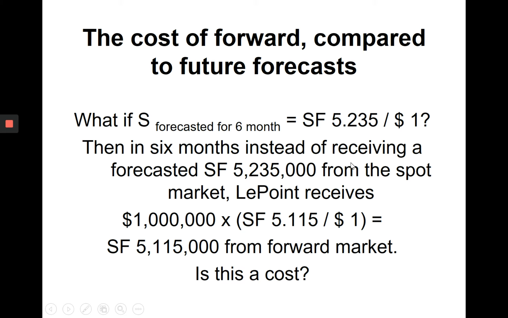Now this spot rate is different from the forward rate that we actually contracted, and that's 5.115 Swiss franc. If you compare these two together, with the forward rate, you get 5,115,000, but with the forecasted rate, you would have gotten more, 5,235,000. And the difference is a loss that can be attributed to underpricing in the forward market compared to the future forecast. Is this a cost?